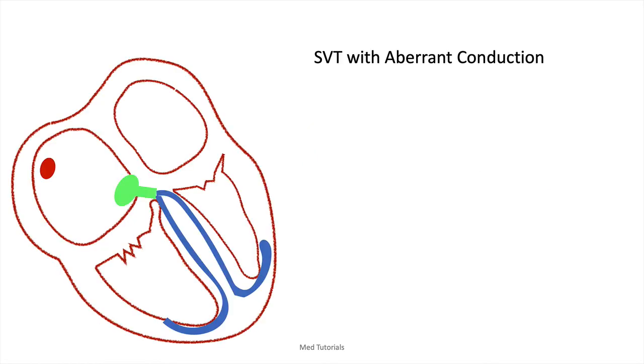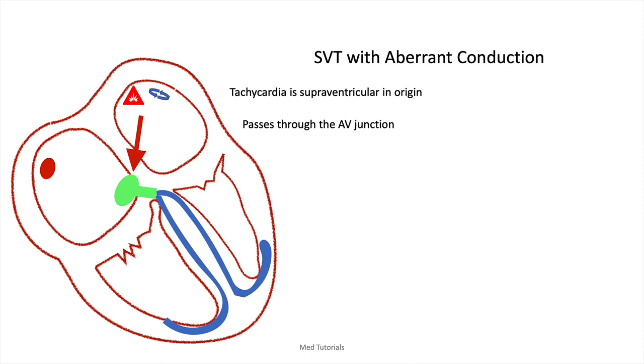So SVT with aberrant conduction, just to try to make it a little clearer. What happens here is the tachycardia is supraventricular in origin. So if you see the ECG, it's got broad complexes, but in actuality the origin of the tachycardia is supraventricular and not in the ventricles. But then how does it get broad? In the first instance, the tachycardia, whatever the origin, passes through the AV junction, but there might be a bundle branch block or related conduction delays which causes the QRS to become broad.